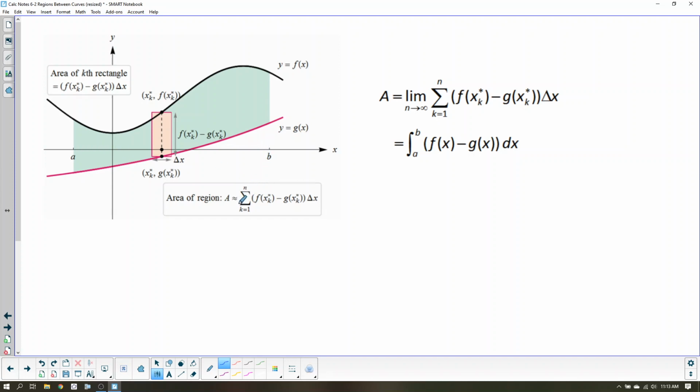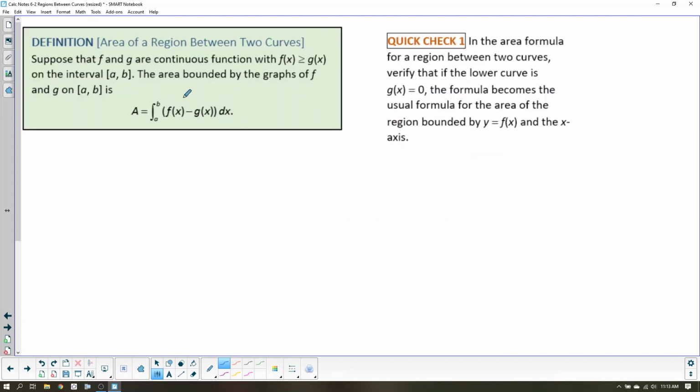If we take the limit as n goes to infinity, then that will give us the exact area. But this is precisely a Riemann sum, so the limit as n goes to infinity of that Riemann sum really is just an integral. The way to interpret the integral is we are integrating the upper function minus the lower function. Whichever one is above minus whichever one is below. So that's rewritten all here.